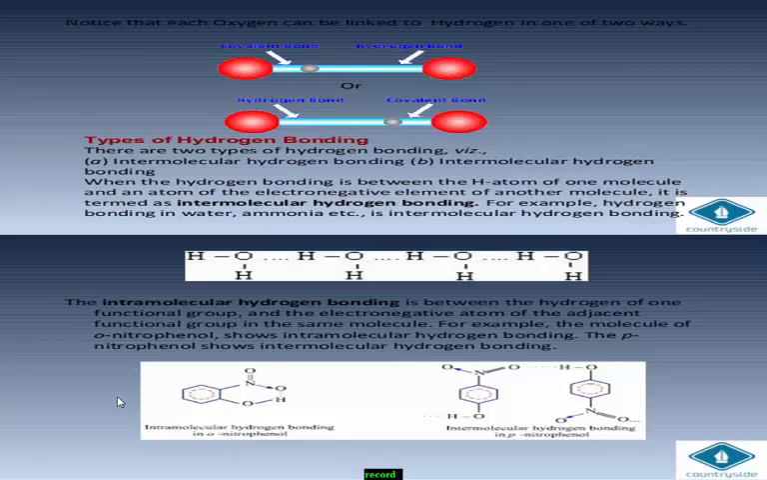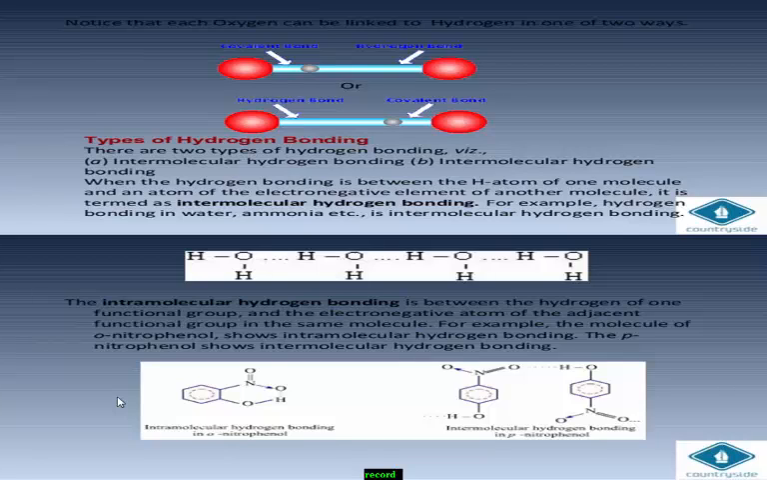Next, another type, students, intramolecular hydrogen bonding. Intra means within themselves. Intramolecular hydrogen bonding means the bond formed between hydrogen and an electronegative element or atom within the same molecule. The intramolecular hydrogen bonding is formed between the hydrogen atom of one group and the electronegative atom of an adjacent group in the same molecule. Some examples are taken here.